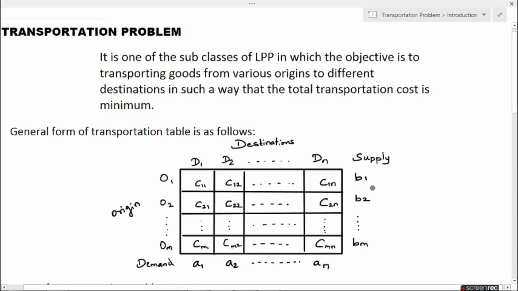And here we have supply values B1, B2 and so on, BM, are the number of units available at various origins, and A1, A2 and so on, AN are the number of units required at different destinations. So our main aim is to decide how many units are to be transported from various origins to different destinations so that the total transportation cost is minimum.